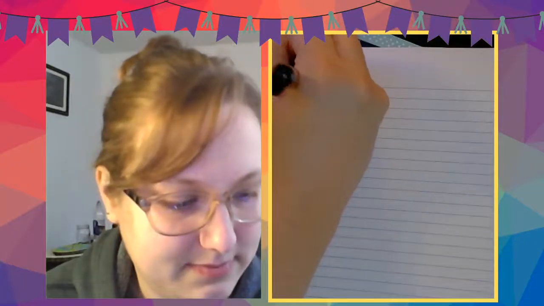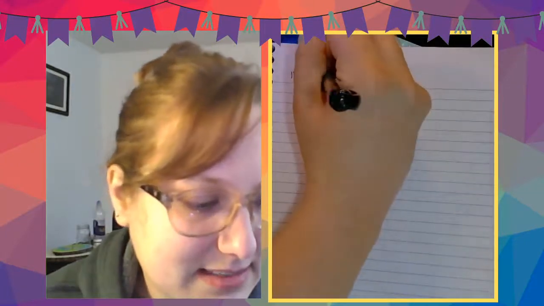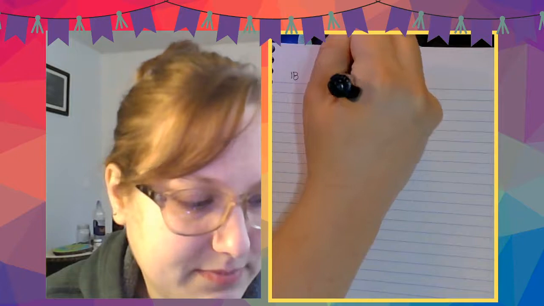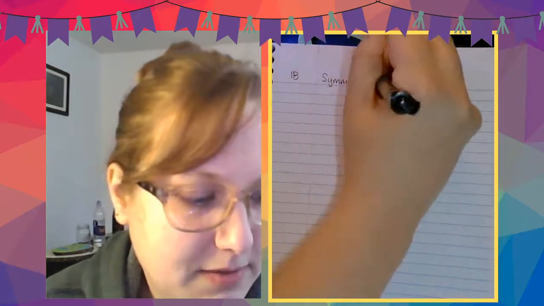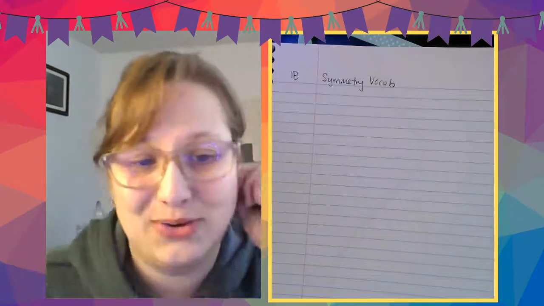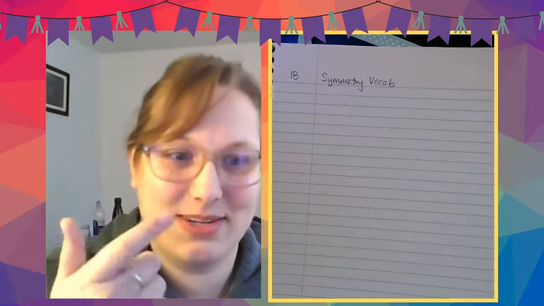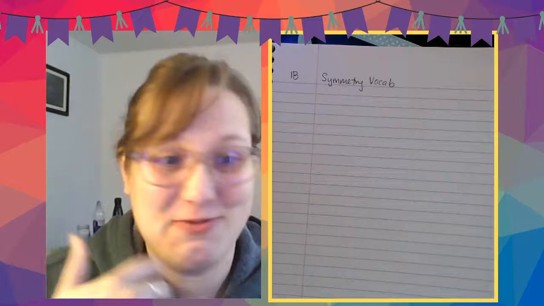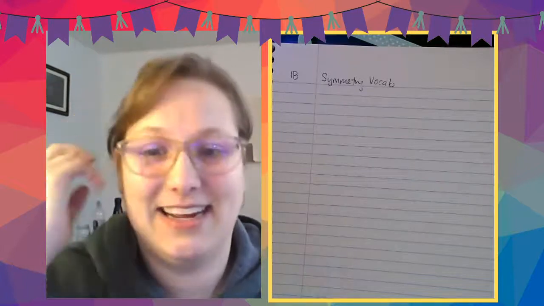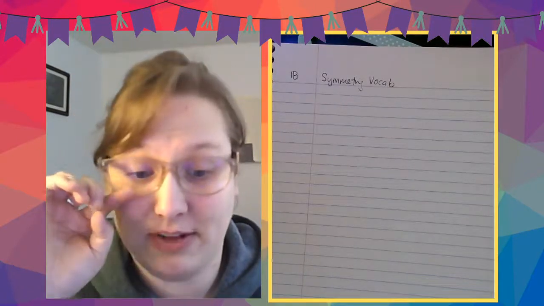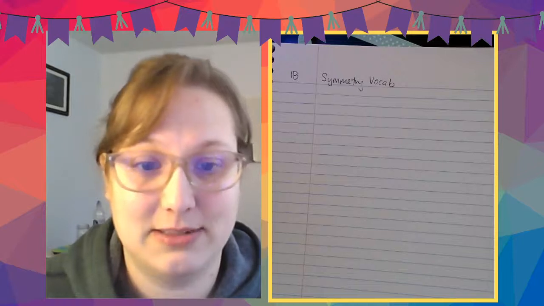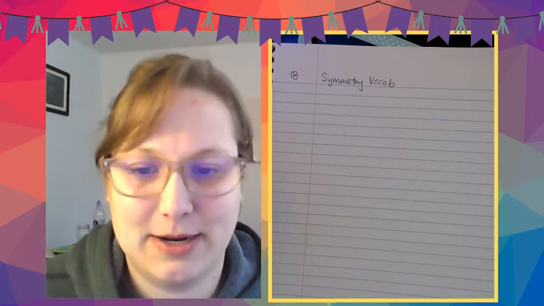So for 1B, which is what we're doing today, this is basically symmetry vocab. Is it actually called that? No. This is from like 1.5, 1.6, 5.1, and 5.4 or something like that. This is all the kind of things that I felt like you might want to know, but you haven't been taught before. Maybe you've been taught it before, but maybe not.